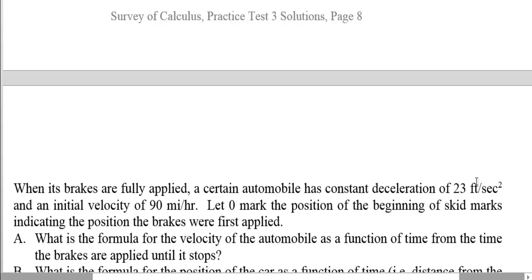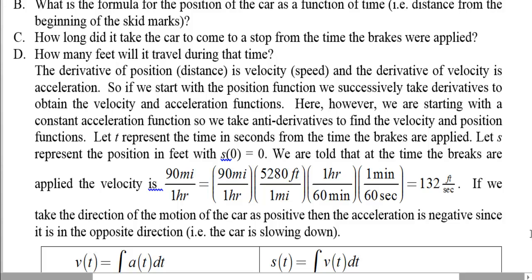We need distances in either feet or miles, one but not both, and we need time in either hours or seconds but not both. So one of the first things we're going to do is make a conversion. One of these two we're going to have to convert. So what's the formula for the velocity of the automobile as a function of time from the time the brakes are applied till it stops? What's the formula for the position? How long did it take the car to stop? And how many feet did it travel?